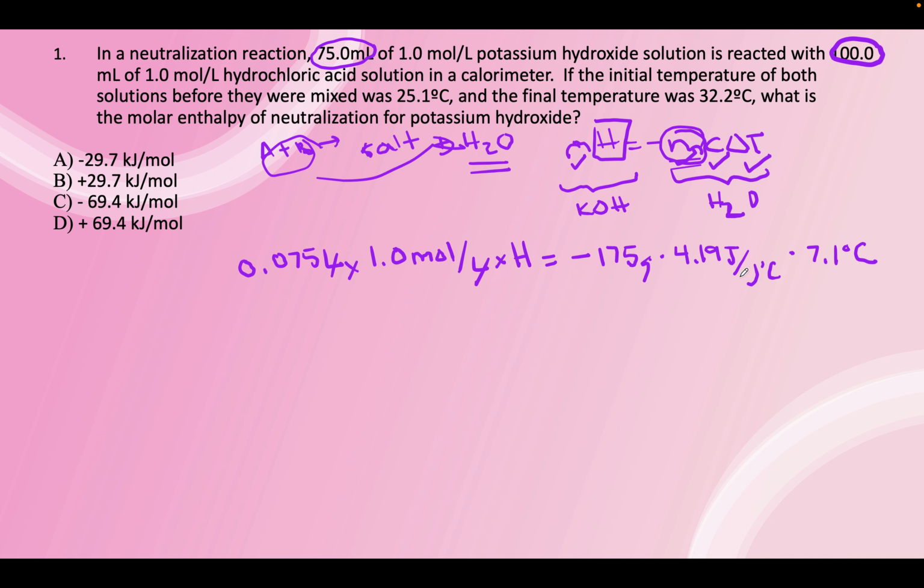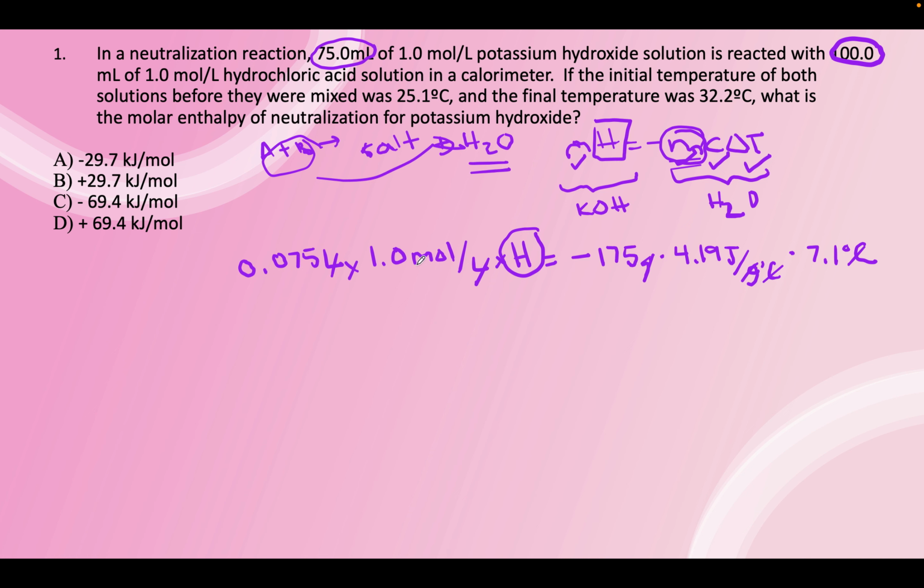So at this point, you'll see that just in terms of units, we'll have moles on the left. On the right-hand side, grams will cancel, degrees Celsius will cancel, and you'll be left with joules. So let's go ahead and isolate H. On the right-hand side, multiply all that together. So negative 175 times 4.19 times 7.1. And then we want to divide it by the moles. And if we went 0.075 times 1, we're just going to end up dividing by 0.075.